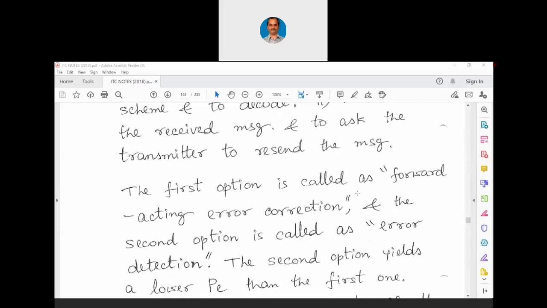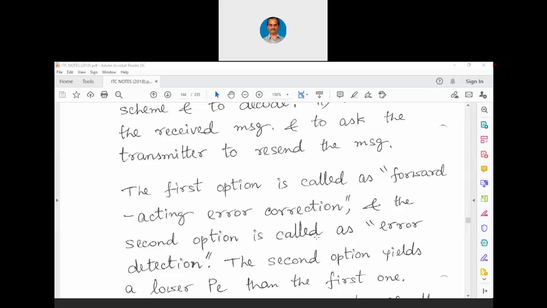See, the first option is called forward acting error correction, which means when the bit stream is received at the receiver, let it detect the error, let it correct the error without actually communicating back to the transmitter. That is called forward acting error correction. Why is it called forward acting? Data is forwarded to the destination. At the destination itself, error correction is happening without any intervention between source and destination. That means the destination will not communicate back to the source. That is called forward acting error correction.